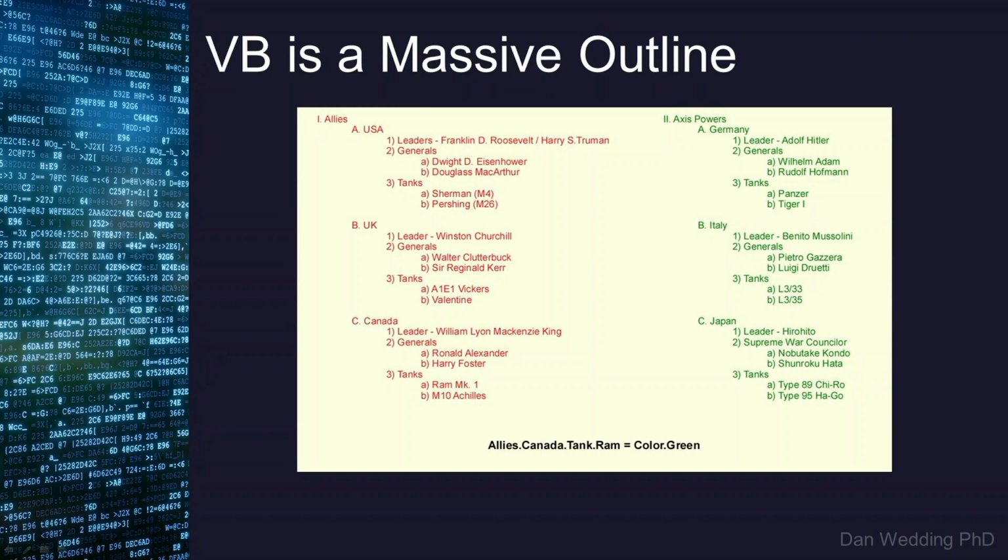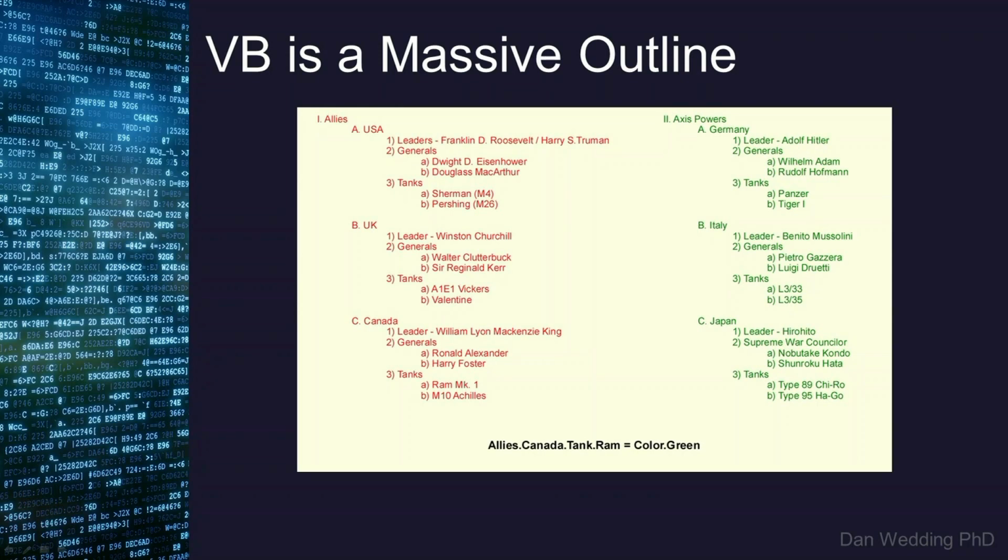Think of Visual Basic as a massive outline similar to the small outline of World War II. In an outline like you were taught in grade school, the highest level is the Roman numerals, next are capital letters, next are the Arabic numbers, the lowercase letters, and so on. In an outline, items under other items are subsets.